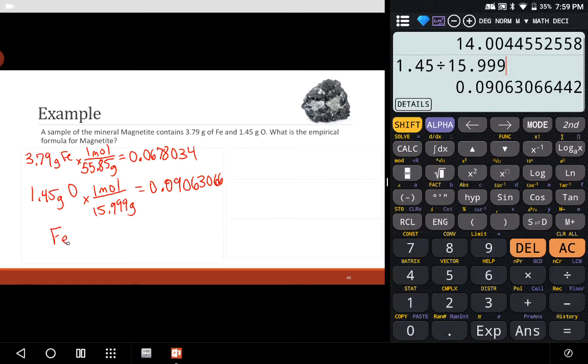And so that works out to iron 0.0678. Sorry, I forgot the 0 there. Very important. And then oxygen was 0.0906306. Okay, so the iron one is actually less because that's 0.06 and that's 0.09. So I've got to divide both by the iron's subscript in order to turn the iron into a 1.